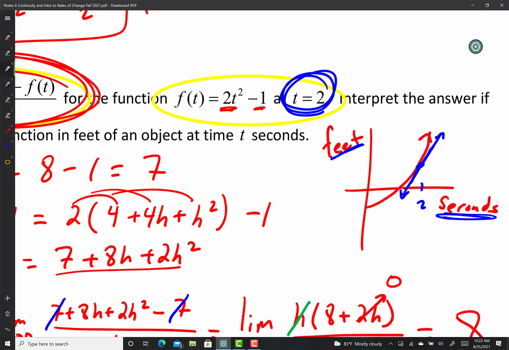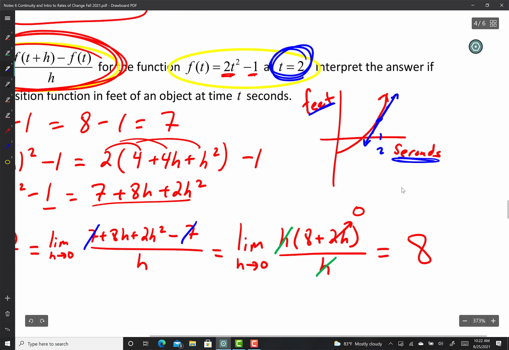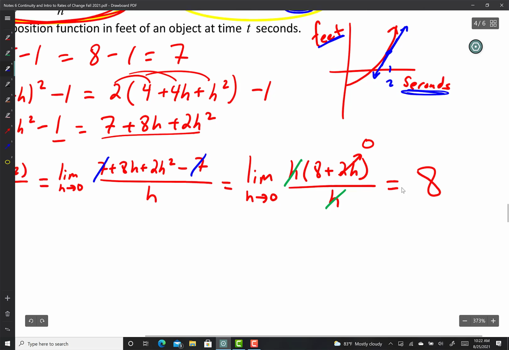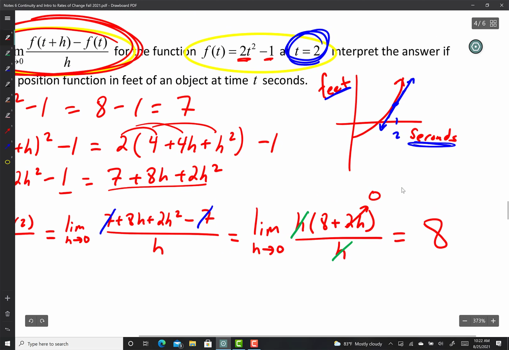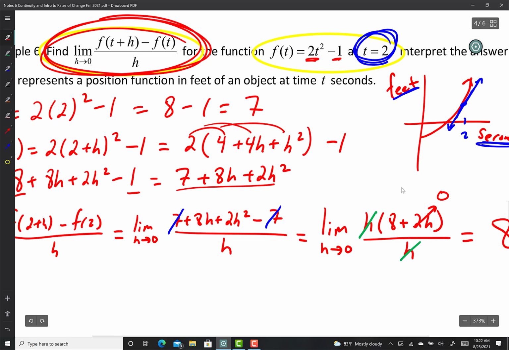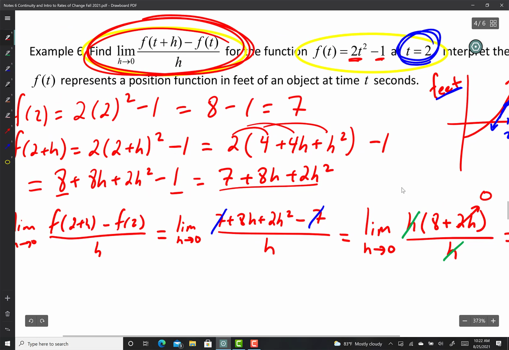So what is my tangent slope giving me? The velocity, the instantaneous speed. You can say speed for now. It's saying the velocity, the instantaneous speed. Does that make sense? So it gives me the instantaneous velocity at t equals 2. So I'm going to write this down, because we have to answer the question. It says at t equals 2, interpret the answer if f of t represents the position function of the object.